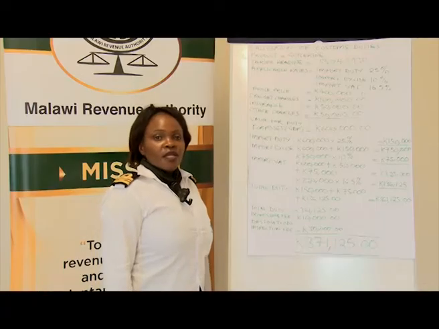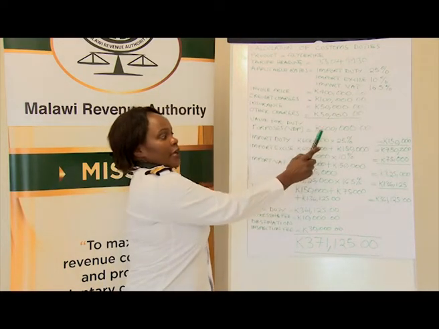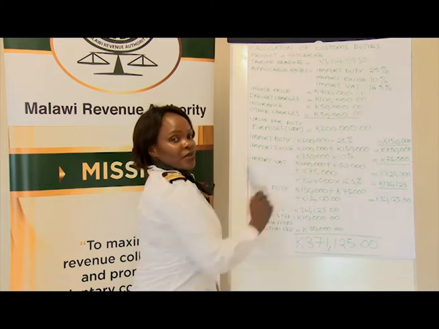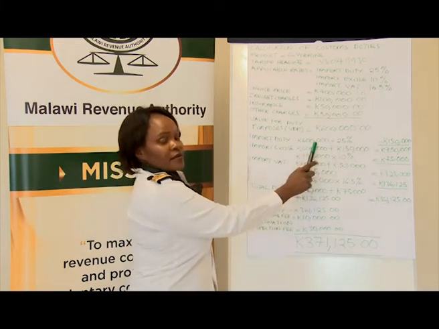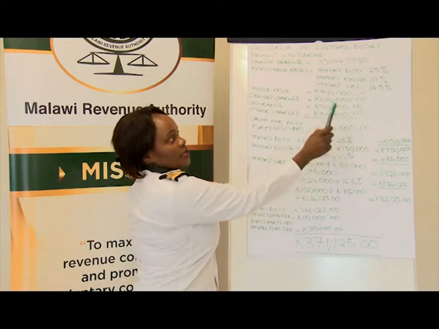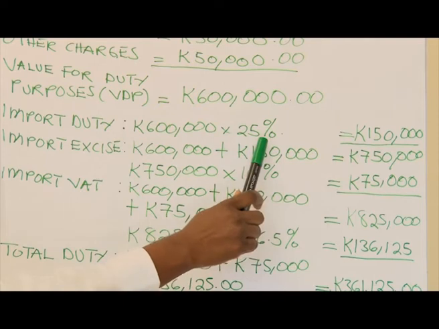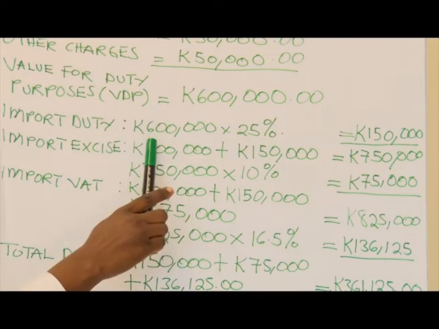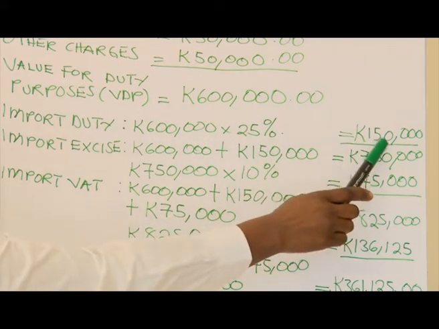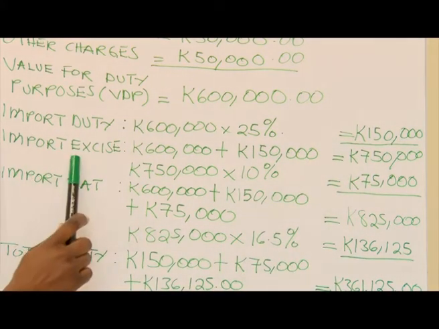So, to calculate our customs duties, we take our value for duty purposes, which is 600,000 Malawi kwacha, times 25% import duty. So 25% of 600,000 kwacha is 150,000 kwacha. This is going to be our import duty.